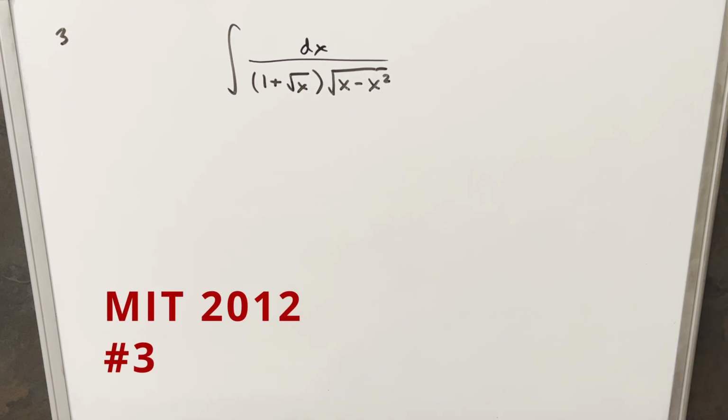Okay, we have here today another interesting integral from the MIT integration bee. This one's 2012, problem number 3. We have the integral of 1 over 1 plus square root x minus x squared dx.